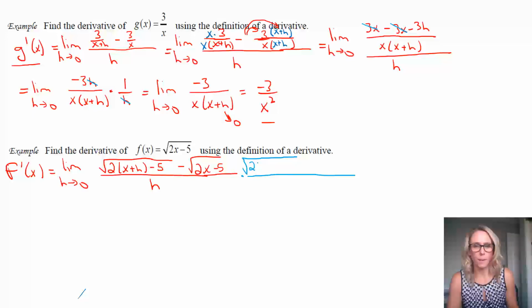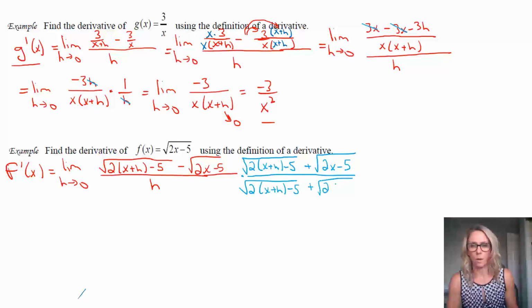We're going to multiply by 2 times x plus h minus 5 plus, and square root of course, plus the square root of 2x minus 5 over the same exact thing. So remember, I'm multiplying this by 1. That's what's really important to see here.